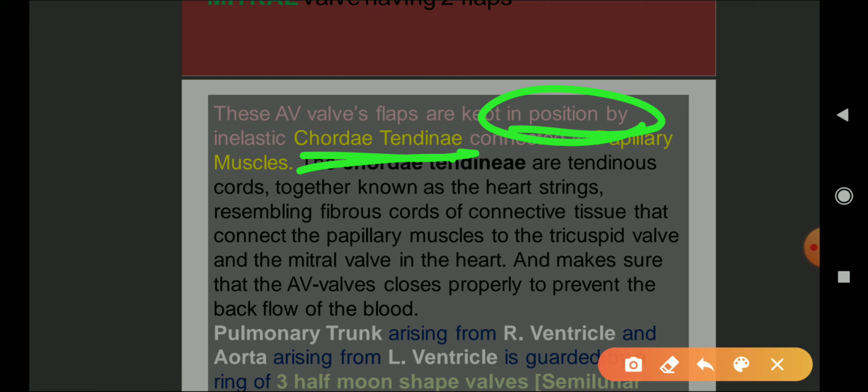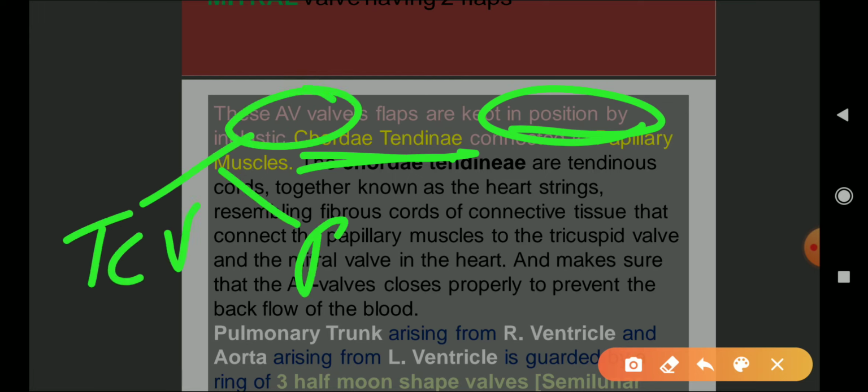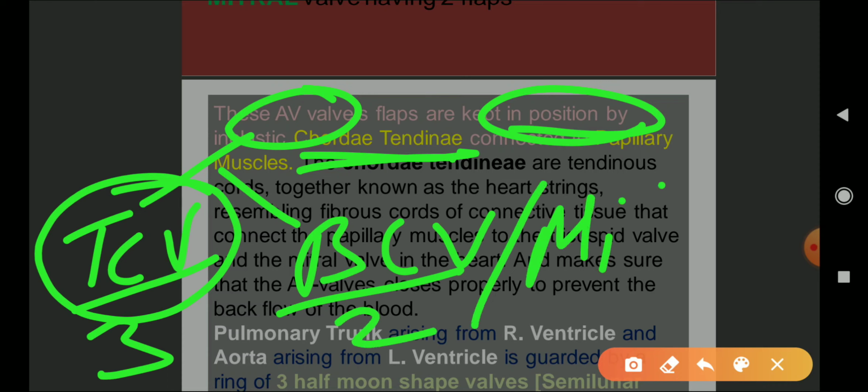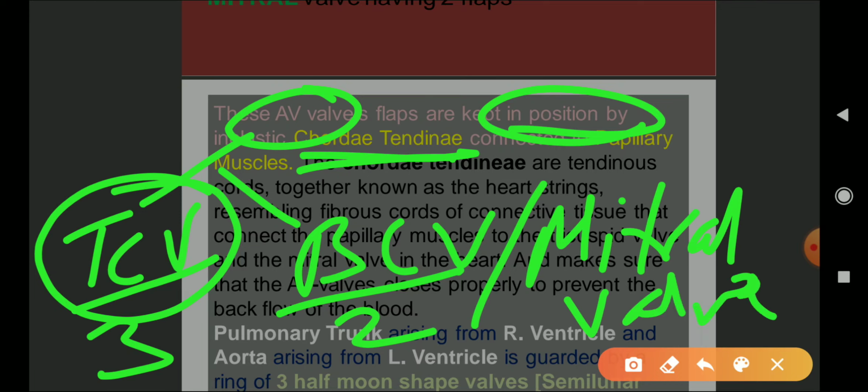The opening and closing of the AV valves. Which are the AV valves? Tricuspid valve and bicuspid valve. So the position of the flaps. Tricuspid is a 3-flap valve and bicuspid is a 2-flap valve. Bicuspid valve is also known as mitral valve. So all these valves' opening and closing is checked by chordae tendineae.